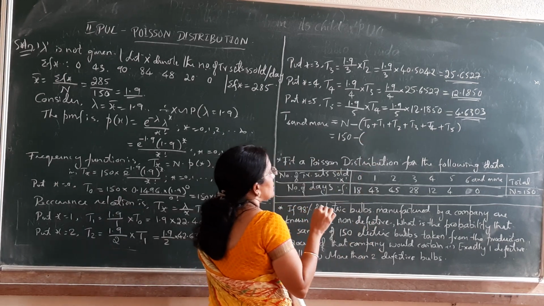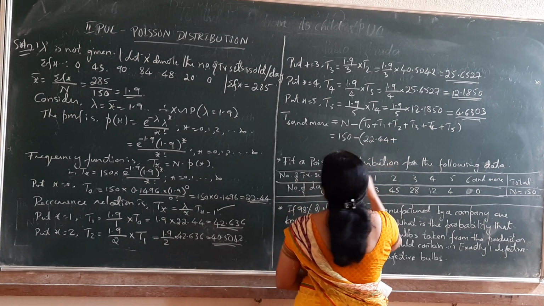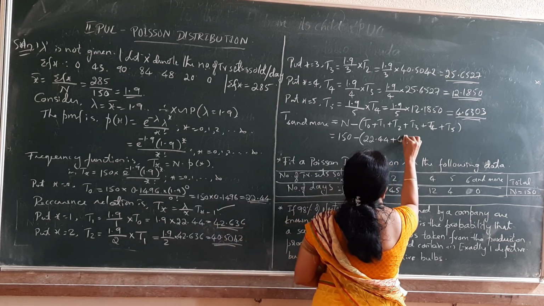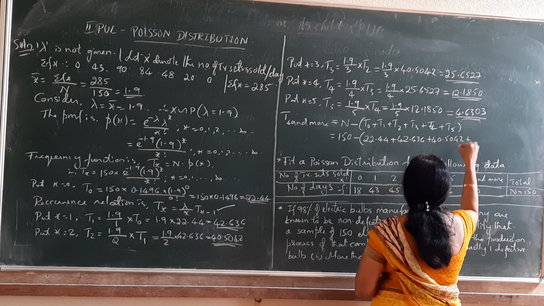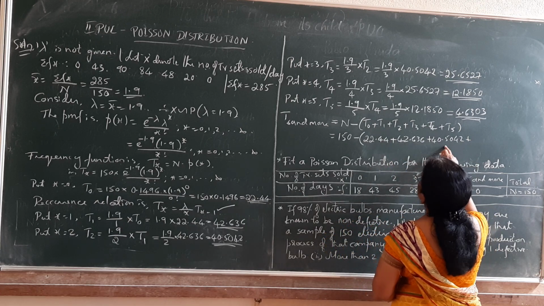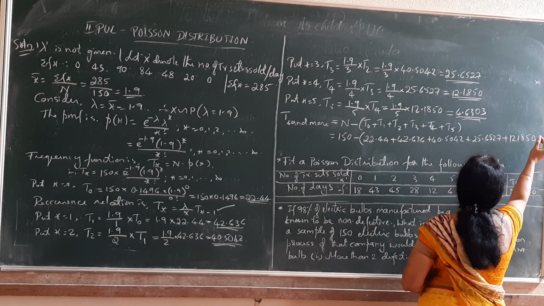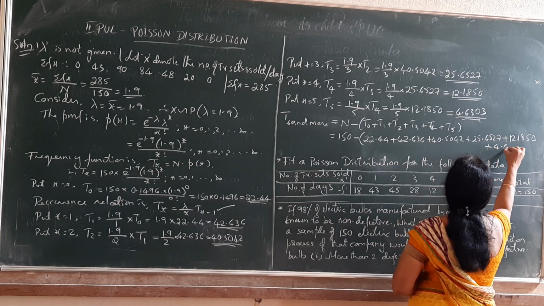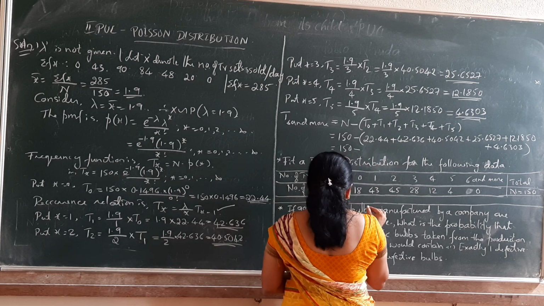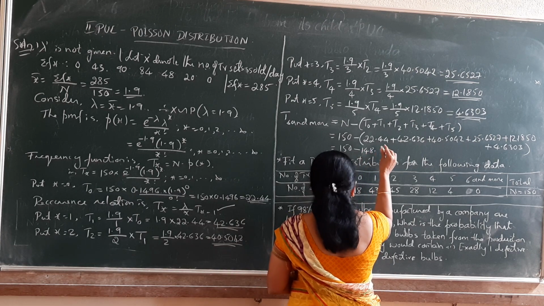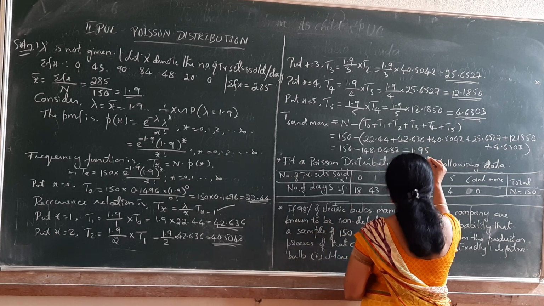T0 means consider the value in decimal form only. That is, T naught we got as 22.44, plus T1, next value 42.636, plus next value T2 40.5042, next plus T3 25.6527 plus 12.1850 plus 4.6303. So T0, T1, T2, T3, T4, T5. Add all the values and write the sum. 150 minus, the sum is 148.0482. Subtract it from here, which is equal to 1.9518. Right?